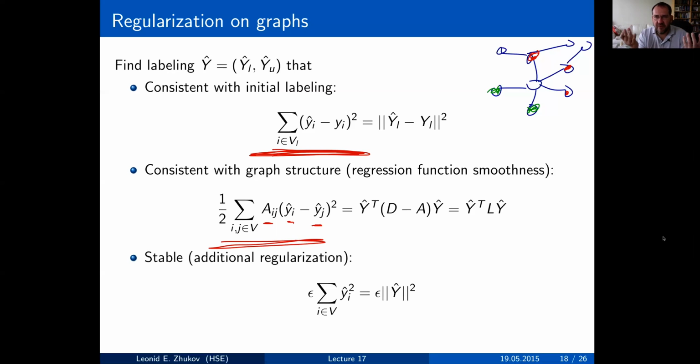Think about this as a regression function. We have a bunch of points, and you're trying to regress on them. On one hand, you're trying to match the values that are there. On the other hand, you want to make sure that the values on the nearest neighbors are similar. The similarity on the nearest neighbors really means the smoothness of the curve.